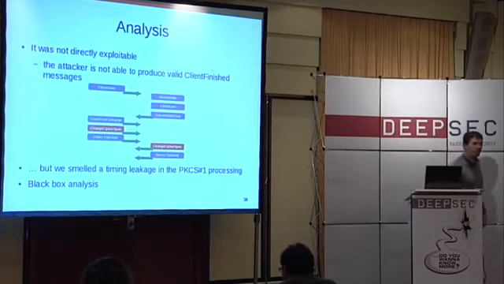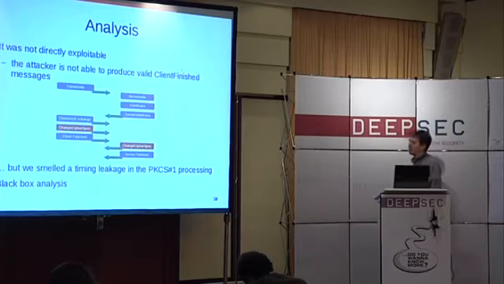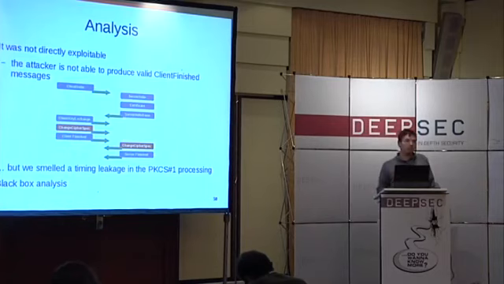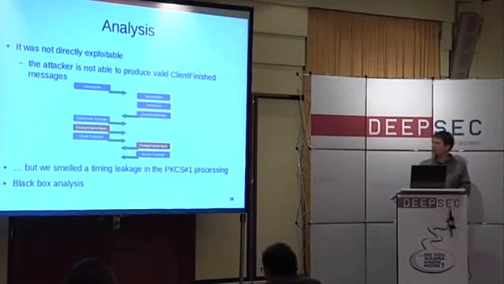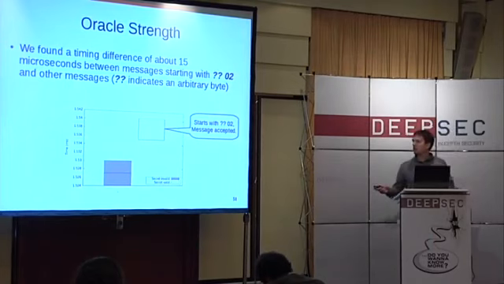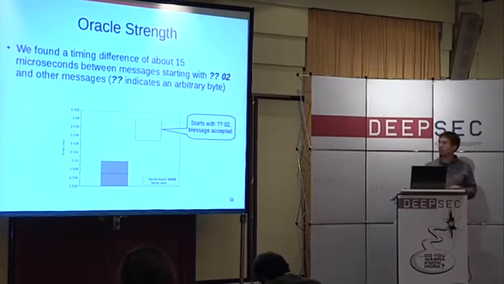Okay, so this was not directly exploitable because the attacker cannot send valid client finished messages, but we thought there must be some leakage in the PKCS1 processing. So we did a black box analysis, because for IBM DataPower there is no source code available, of course. And we found out that there is a timing difference of 15 microseconds. An invalid message lasts 15 microseconds shorter than a valid message.